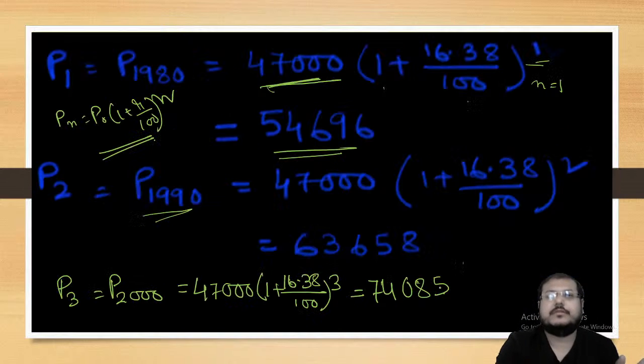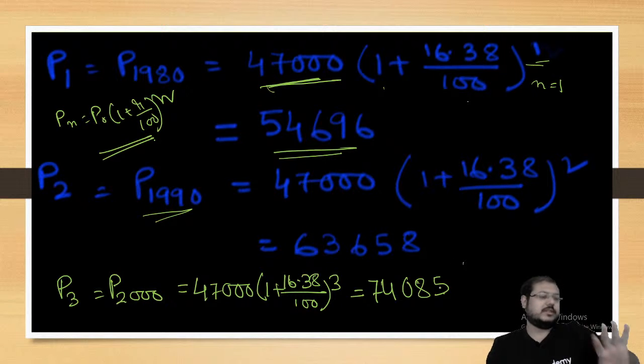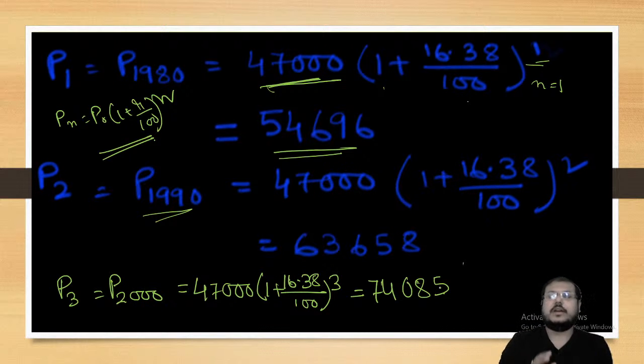And here, P1, P2 का value कितना आ रहा है? 54,696, almost 700, 63,658 and 74,085. So on the basis of the same data, you are taking the same data for the arithmetic method and the geometric method. Just आपका जो method है वो अलग हो रहा है. You are taking the same data, different methods. Your population forecasted P1, P2, P3 values are different. You are taking the same past data, but if you are changing the method, you are getting different estimated values. The arithmetic method is giving you a much lower value than the geometric method.